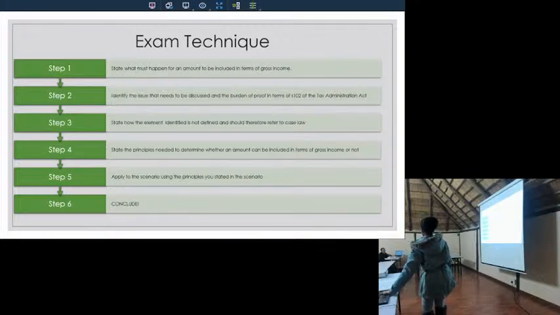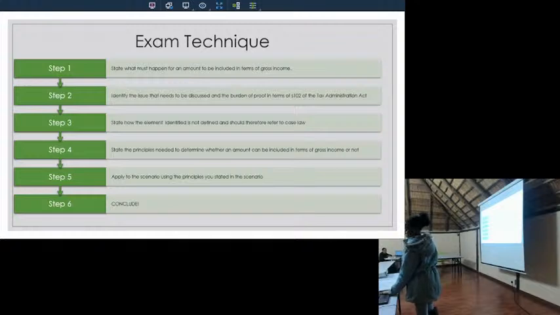Is it? It's not. And I don't upload my slides. I will. I'll upload the slide. It's fine. So that you have this exam technique to practice.